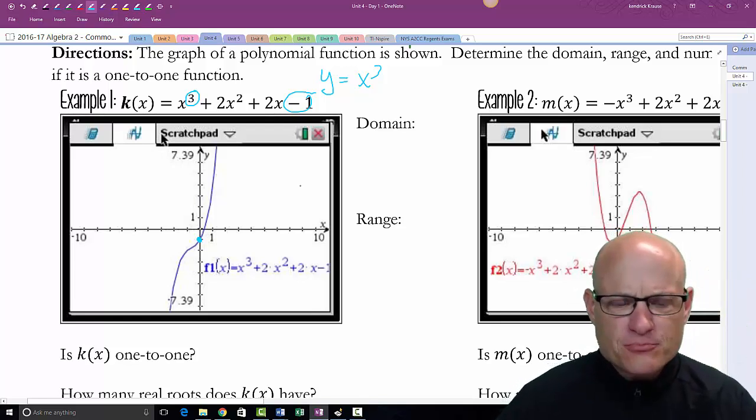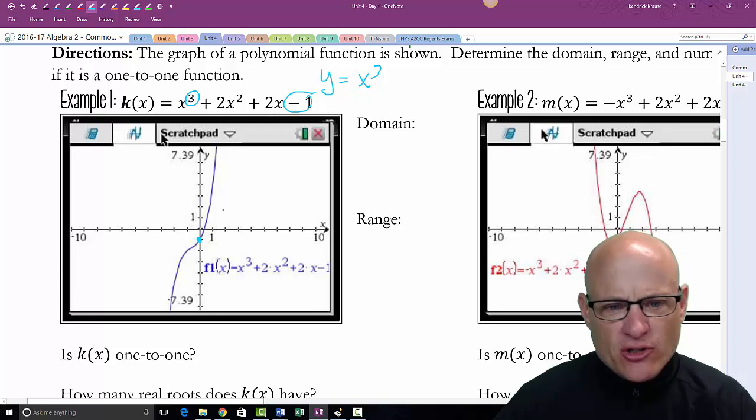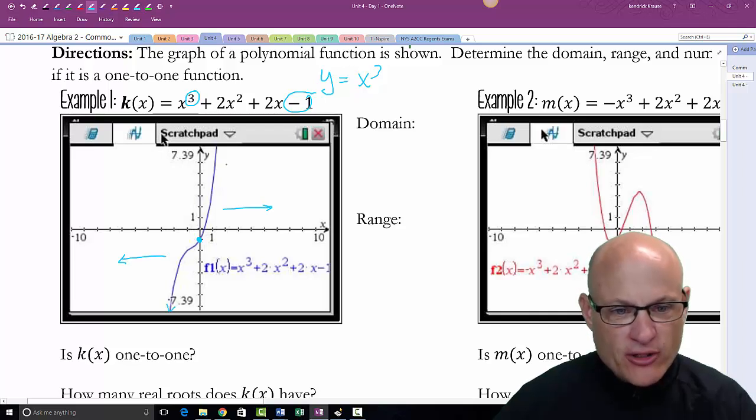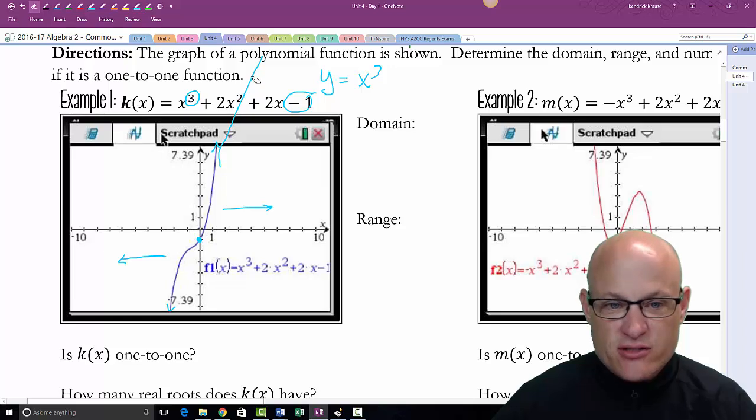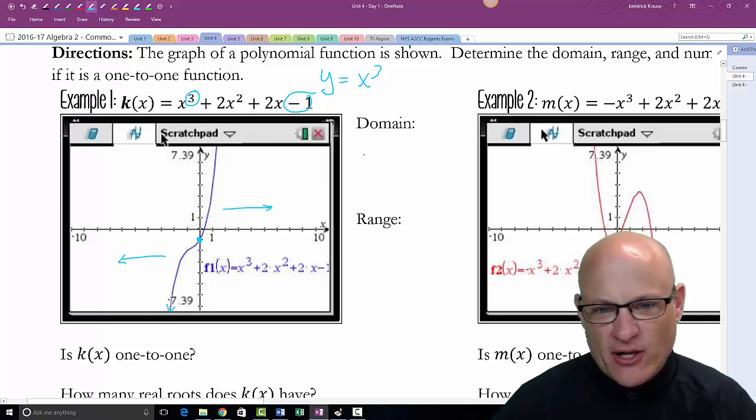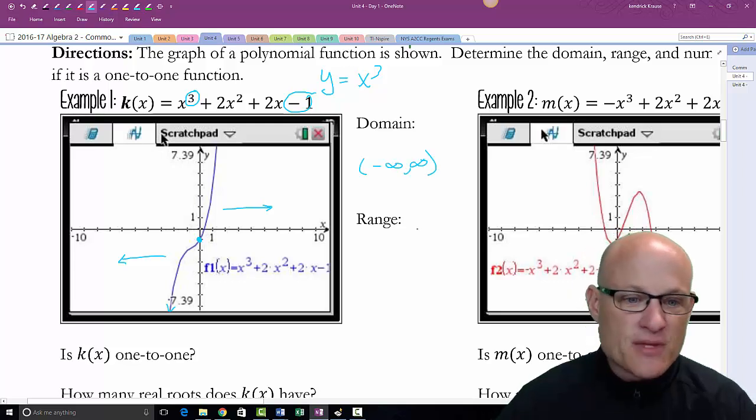You'll notice, as far as the domain goes, it looks like it's going forever and ever to the left and forever and ever to the right. Now, remember, you have to imagine there's arrows here. And it's just going to keep going a little bit more to the right, a little bit more to the right. But even though it's going slow, it is going to the right. So the domain for a cubic function is going to be negative infinity to positive infinity.